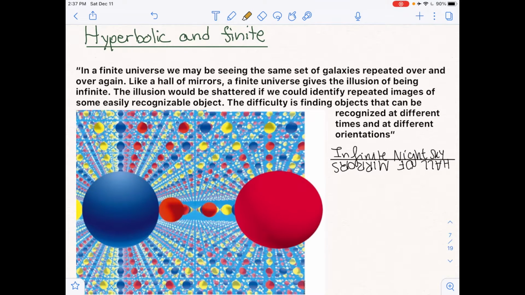An interesting idea is that if our universe is hyperbolic and finite, it could still appear infinite to us. As an article in Scientific American puts it, in a finite universe, we may be seeing the same set of galaxies repeated over and over again. Like a hall of mirrors, a finite universe gives the illusion of being infinite. The illusion would be shattered if we could identify repeated images of some easily recognizable object. The difficulty is finding objects that can be recognized at different times and at different orientations.